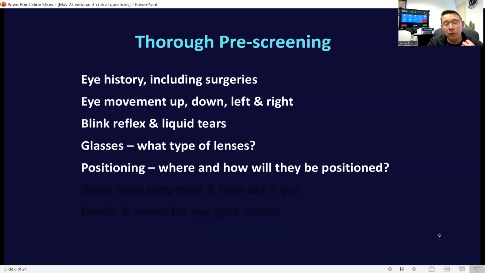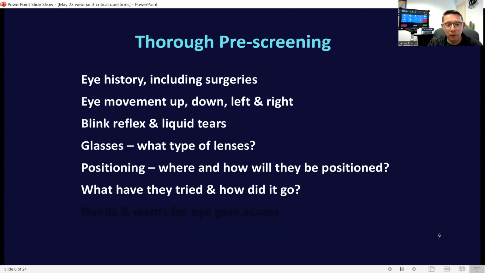Next, we need to understand when we see them, how and where will they be positioned. This is so we can bring the right device, keep them comfortable, and bring the device right to them using the correct mount. We want to ask, what have they tried so far, and how did it go? And then we need to ask the individual, what are your needs and wants when you have eye gaze access, so we can spend our time on things that are of value to them.